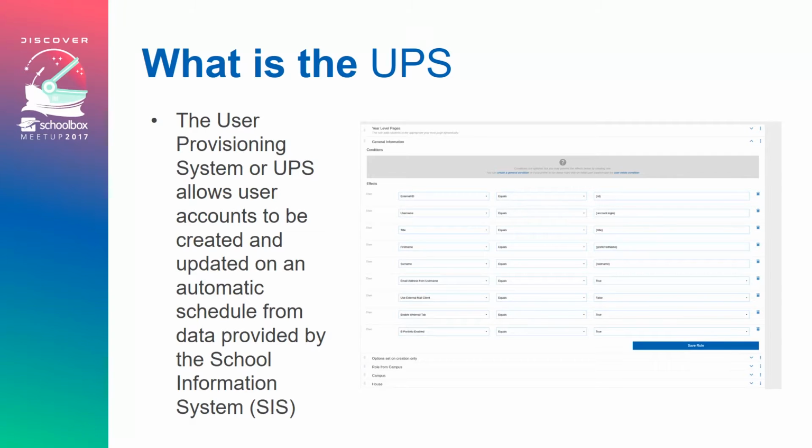So I'm probably taking a step back here, and you might already know what the UPS system is, but it allows user accounts to be created and updated on an automatic schedule from your school information system. So it's really powerful, as you've seen. If you aren't using it at the moment, you probably have some basic UPS rules set up that came with the system, things like usernames and email addresses pulling across year groups. But think about how it can work for you, what you can do with this information, and use it to its full advantage.